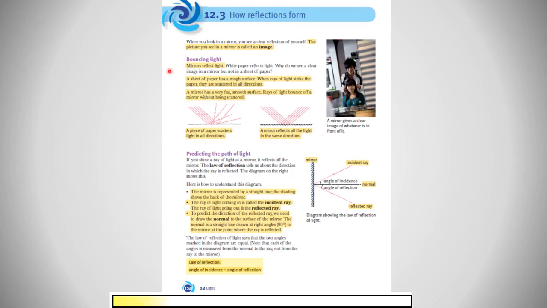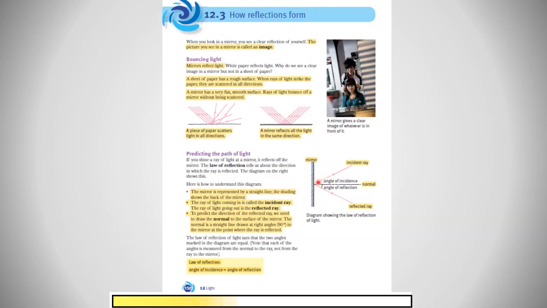We talked about the definition of reflection here. This is the irregular reflection. This is the regular reflection, so please write these words. These are the details of how the reflections are formed. We took that in the previous lesson.